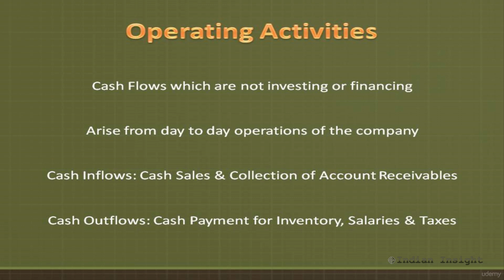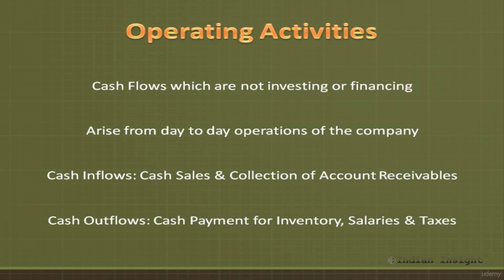Also, any other activity that cannot be classified as investing or financing forms part of your cash flow from operating activity. In general, the cash inflows as part of operating activity result from cash sales and from collection of accounts receivable. Similarly, cash outflows which form part of cash flow from operating activity result from cash payments for inventory or payment for salaries, taxes, and other operating related expenses.